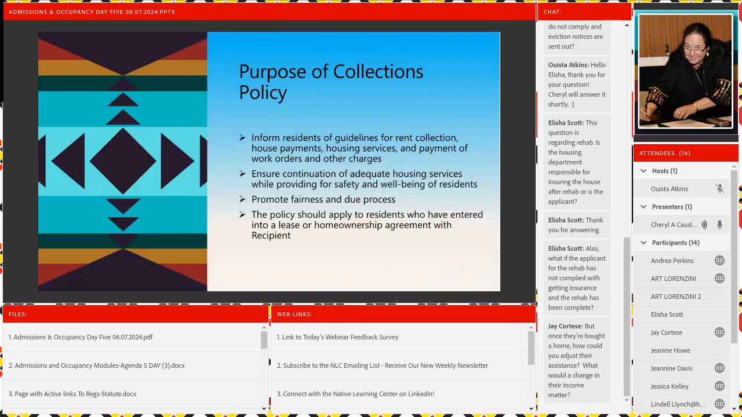So collections, inform your residents of guidelines for rent collections, house payments, housing services, and payment of your work orders and other charges. Ensure a continuation of adequate housing services when providing for safety and well-being of your residents. It's to promote fairness and due process. And that policy should apply to your residents who have entered into a lease or home ownership also with the recipient. That's the purpose of that collection policy.